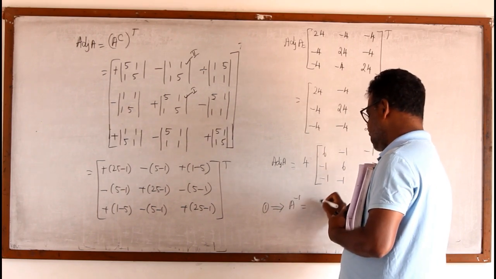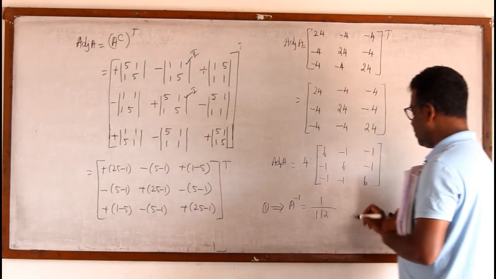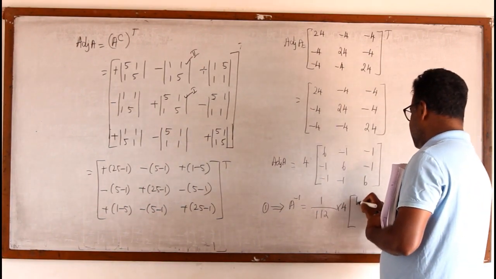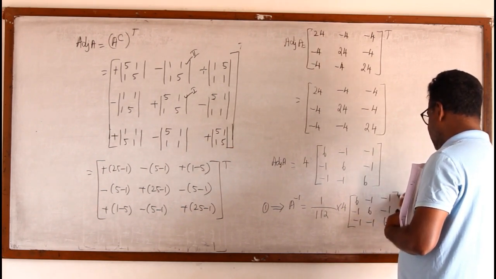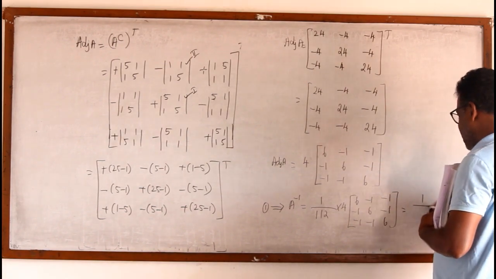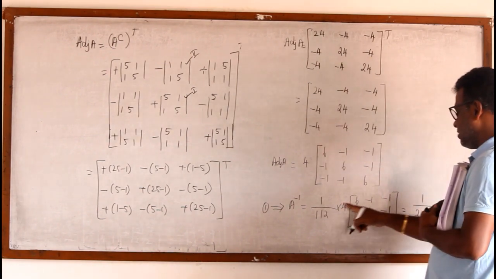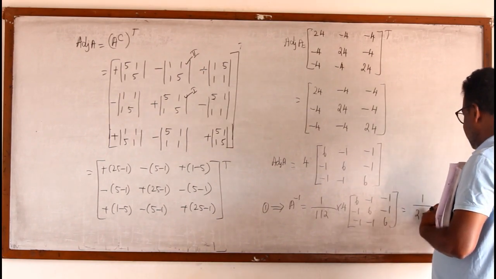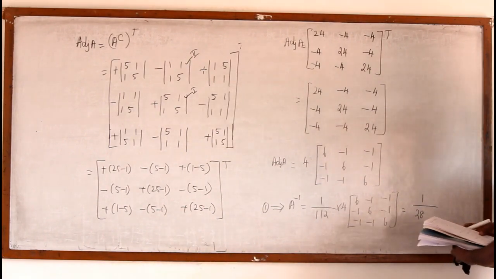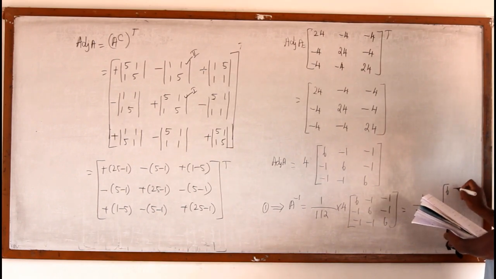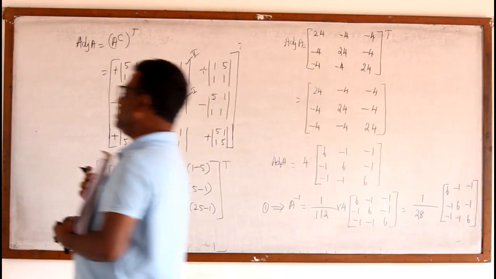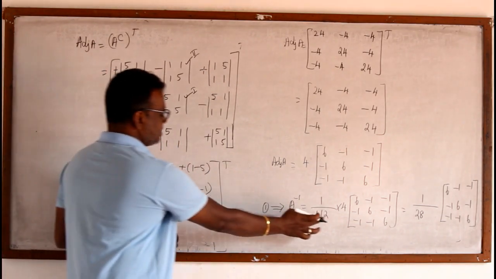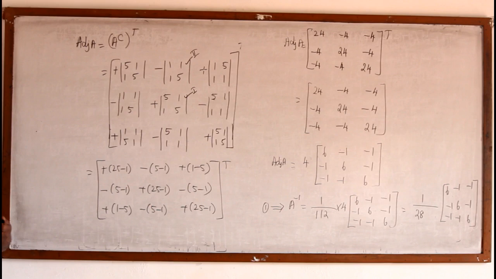Therefore, A inverse equal to 1 by determinant of A, which is 112 as we found, into 4 into 6 minus 1 minus 1, minus 1 6 minus 1, minus 1 minus 1 6. 4 and 112 can be cancelled. It is 1 by 28 into 6 minus 1 minus 1, minus 1 6 minus 1, minus 1 minus 1 6. This is your inverse of the matrix. So inverse exists only if this determinant is not equal to 0. Otherwise it will become infinity.